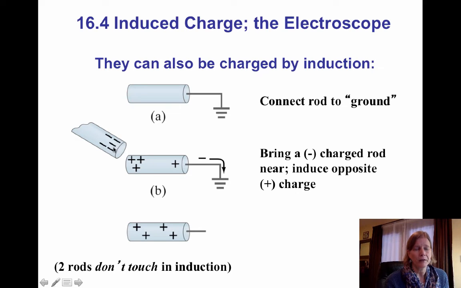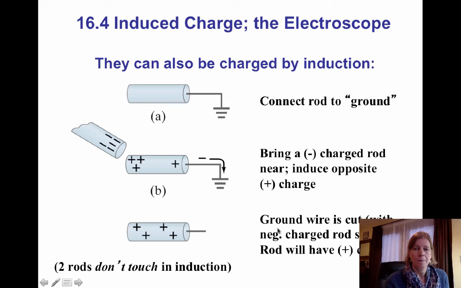While this rod is still nearby, we cut the tie to ground. So the ground wire is cut with the negatively charged rod still nearby. Then we can move the negatively charged rod away, and we end up with a positively charged rod. So what do you see? The two objects don't touch in induction, and the newly charged object has the opposite charge of the object that was brought nearby.